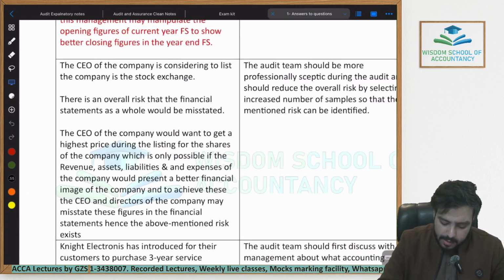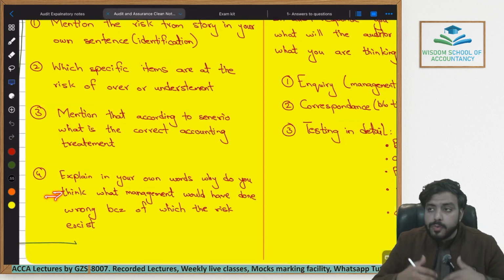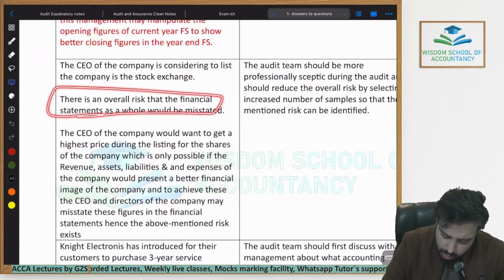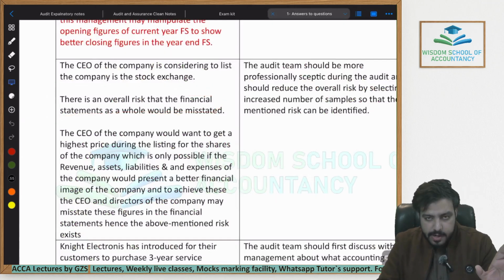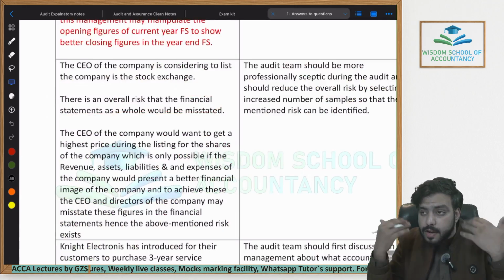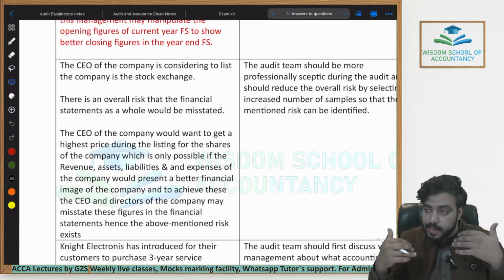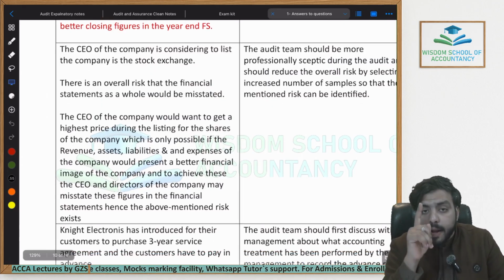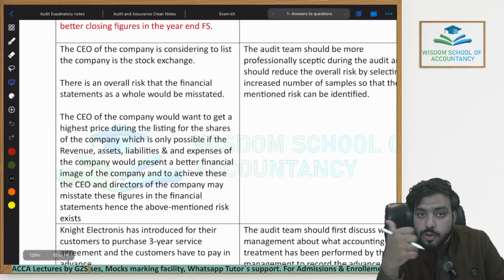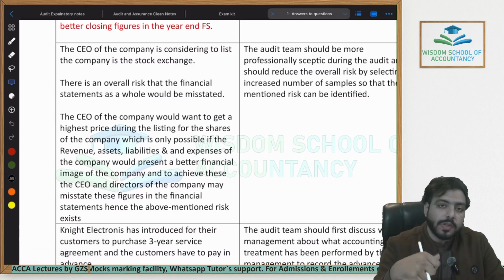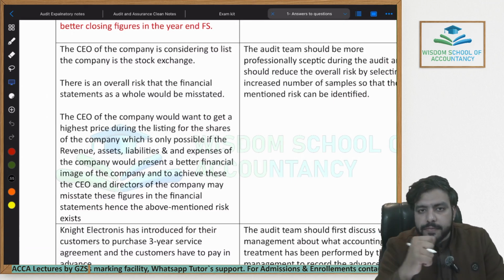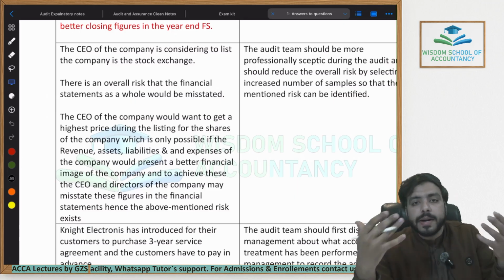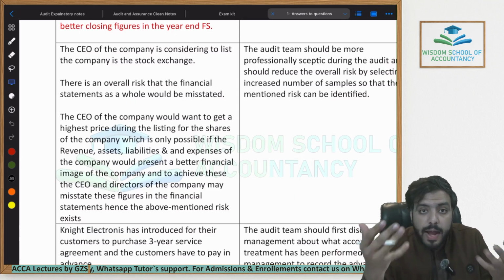Let's move towards the paragraph number 4, where now we have to explain why does this risk exist. We have explained that there is an overall risk that the whole financial statements would be misstated. Now, why is this the case? Why, as an auditor, as an audit manager or a supervisor, am I thinking that there would be this risk within the financial statements? I have to explain it. I read within the question that they are trying to become a listed company upon the stock exchange. They will be motivated to manipulate the financial statements, which would now have a lot of misstatements, to have a better financial image of the company. This is why I created this risk.